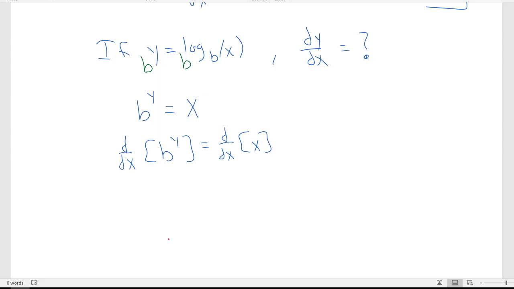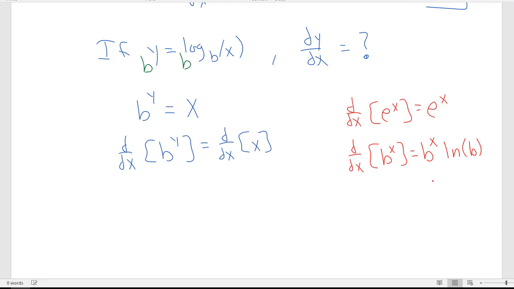Now, as a quick reminder, what's the derivative of the base b exponential? In the prior video, we talked about the derivative of e to the x being e to the x, and then we talked about the derivative of b to the x being b to the x times ln of b. We're going to use this version, because we have any base b exponential here. So what's the derivative of b to the y? Well, it's b to the y times the ln of the base. And then the chain rule says take the derivative of the y term with respect to x.